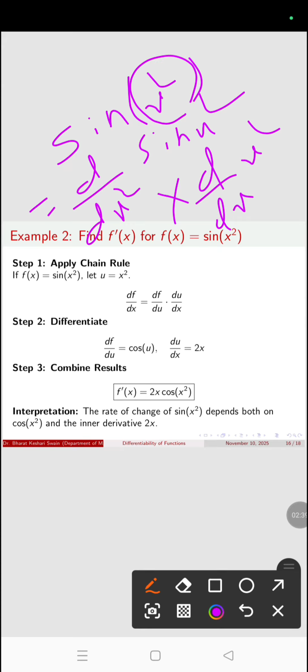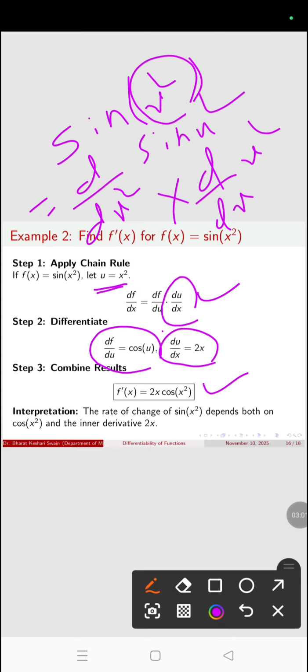According to the chain rule, we do like this: df by du, if you put u equal to x square, then again differentiate du with respect to x. So df by du will be cos u, the derivative of sine, and d by dx of x square means 2x. Just multiply it, it will be 2x into cos x square. So using the chain rule, we can differentiate the function like this.